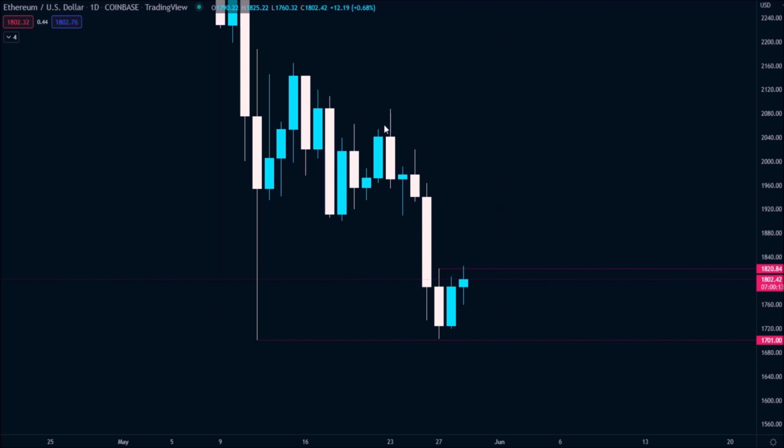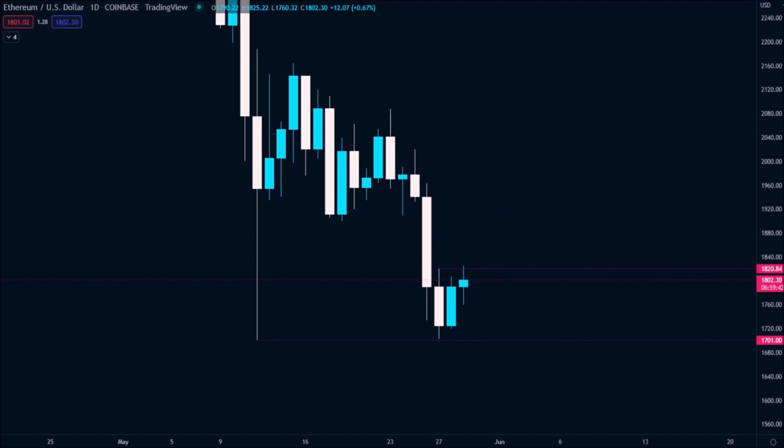We have this mother bar here, and you can see that we have an inside day, another inside day. We come up, raid one side, and then we've got a quick expansion down and we take out the other side of the range. We also have an example here, inside day, come up, raid one side of the range, and then we have a quick expansion down to the bottom of this range. So it's a bearish pattern. It looks like it could be unfolding.